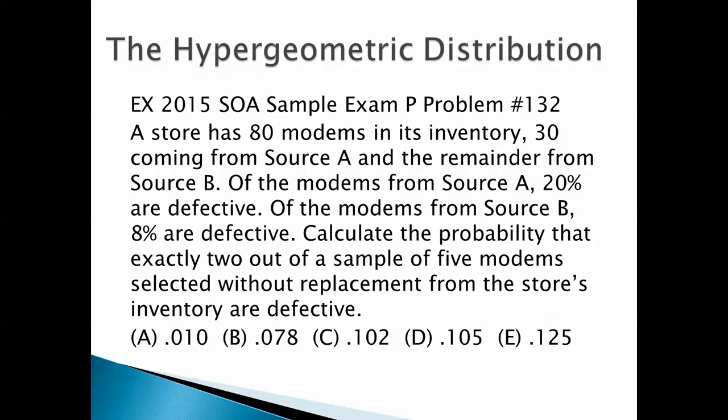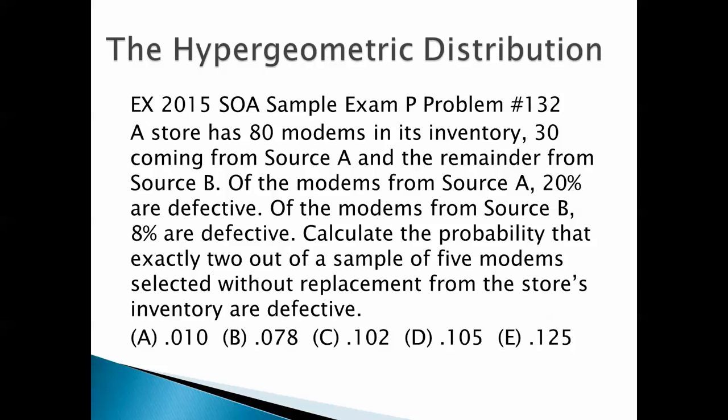Now let's look at the 2015 Society of Actuaries Sample Exam P, problem number 132. A store has 80 modems in its inventory, 30 coming from source A and the remainder from source B. Of the modems from source A, 20% are defective. Of the modems from source B, 8% are defective. Calculate the probability that exactly 2 out of a sample of 5 modems selected without replacement from the store's inventory are defective.